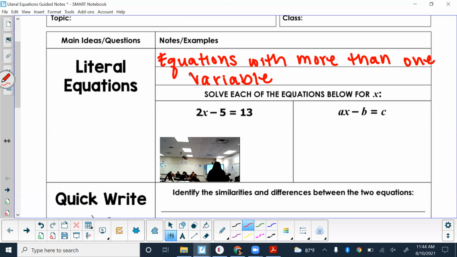What is a variable? Yes? Isn't it like the X and the stuff, like the placeholder thing? Good, the X's most of the time, really any letter. So if I'm talking about literal equations, we're talking about equations with more than one letter or more than one unknown. All right, so here's a good way to illustrate it, which is to compare it to like a normal equation. So here's our normal one, here's our literal equation.